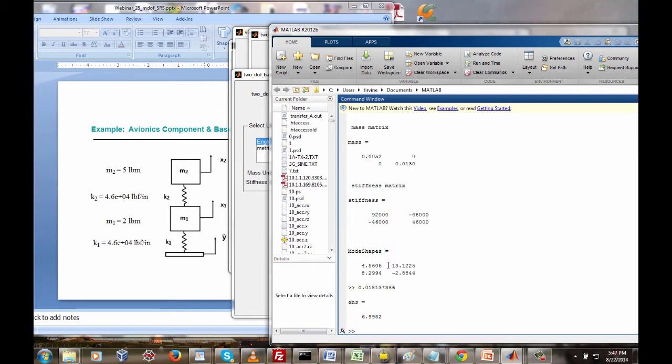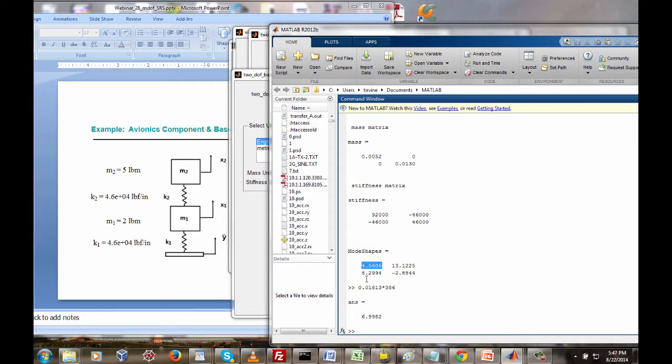And then we have these mode shapes, and these are the mass normalized mode shapes. So let's look at mode shape 1. These are in column format. So the first is 4.96 and 8.29.